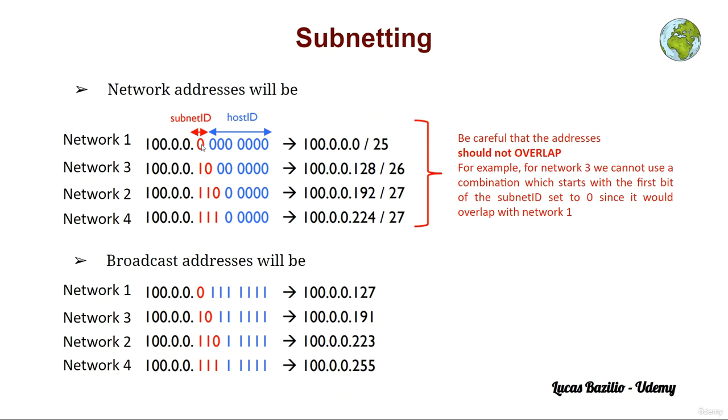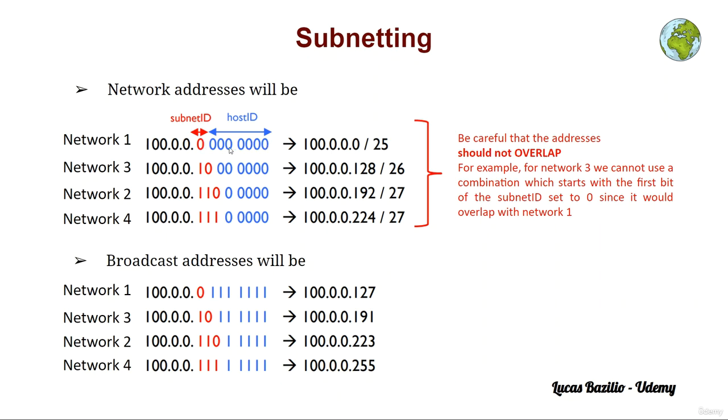And now, very important, it is very important that addresses do not overlap. So be very careful, because addresses must not overlap. What is overlap? Well, suppose that on network 3, we know we have 6 bits of the host ID, and then we will have 2 bits of the subnet ID. What if we start with 0? What if we use a combination where the first bit of the subnet ID is 0? Well, this will be wrong, because this is going to overlap with network 1.